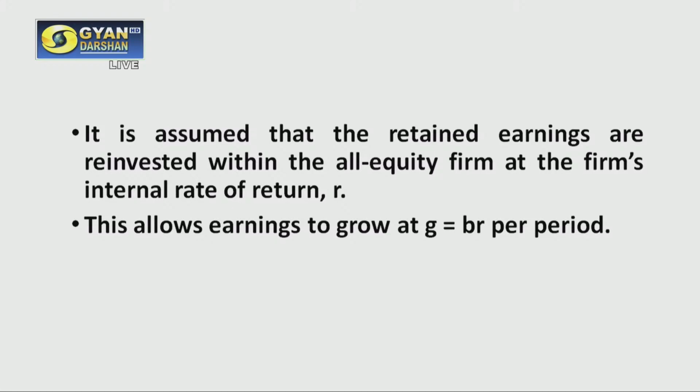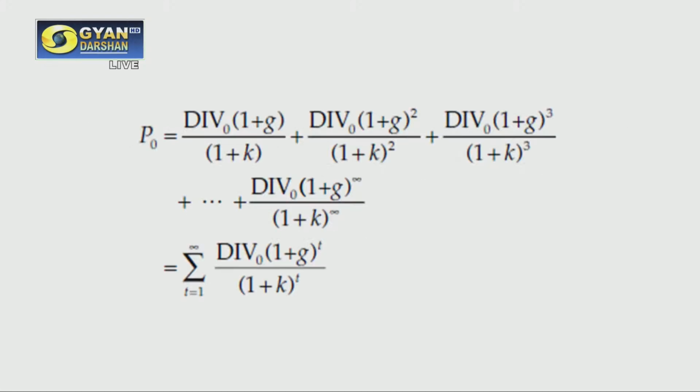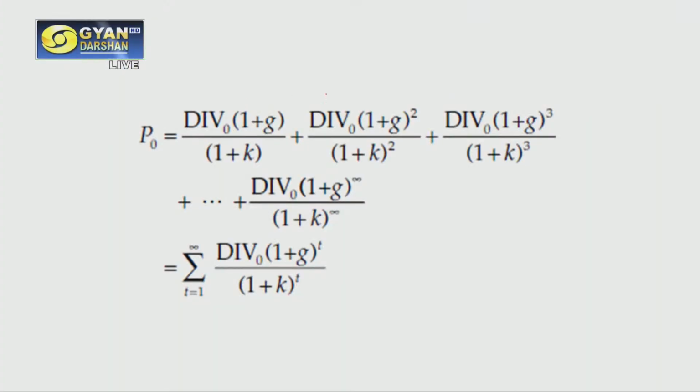So this can also be drafted, or we can reframe this formula in this form, when the price of the share can be calculated by multiplying the dividend amount with 1 plus G, that means the concept of growth is also incorporated here, and dividing by 1 plus K, so that the amount can be converted into present value terms.